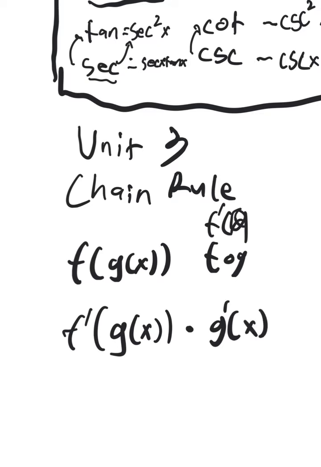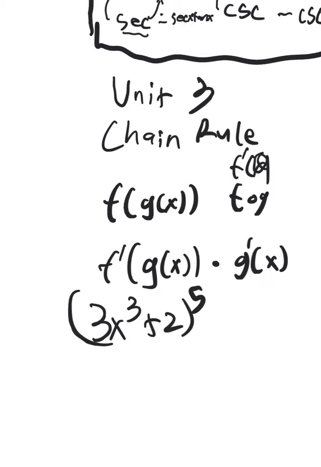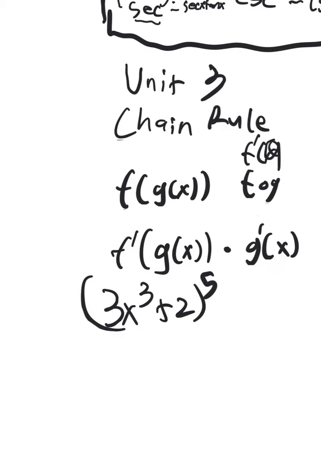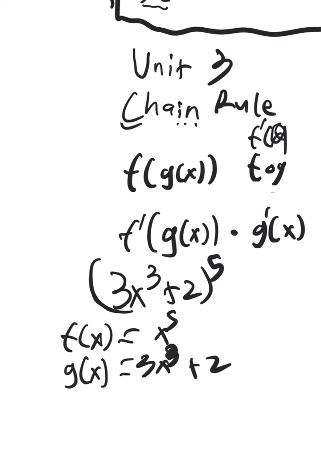So let's say we had something like this: 3x cubed plus 2, all to the fifth. So notice this isn't just x to the fifth, and it's not just 3x cubed plus 2. It's kind of a mix of both. The 3x cubed plus 2 is inside of something to the fifth. So we'll define our f of x to be x to the fifth, and then our g of x to be 3x cubed plus 2.